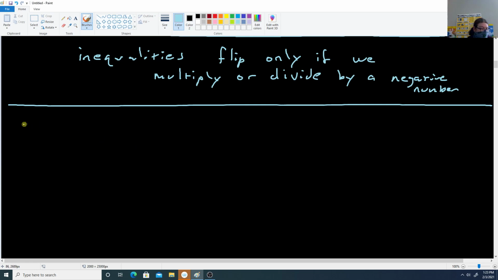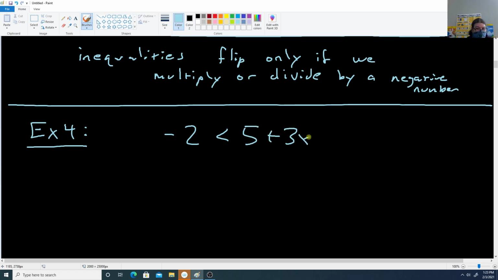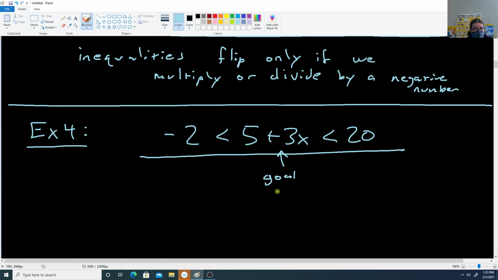So next we're going to look at example 4. This says, suppose we have this type of inequality where we have negative 2 is less than 5 plus 3x is less than 20. We want to solve this and answer in interval notation. So our goal is to get x by itself in the center.